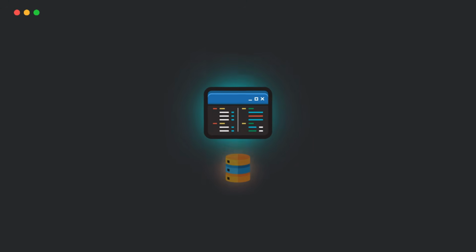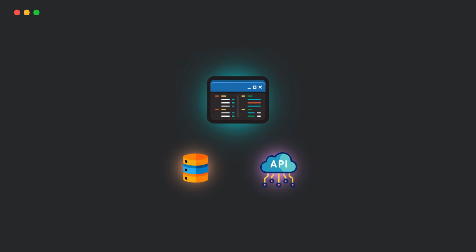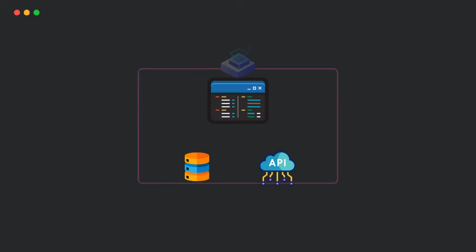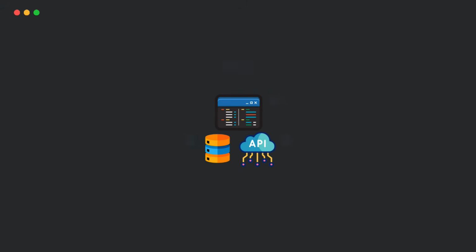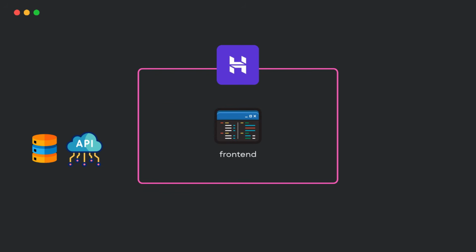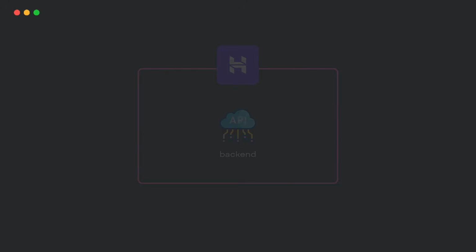Locally, everything was perfect. Database connected, API running, all smooth. Then I deployed it to production, and everything broke. Today, we're going to fix that. Step by step, we're going to take a full stack app and host it live on Hostinger VPS.